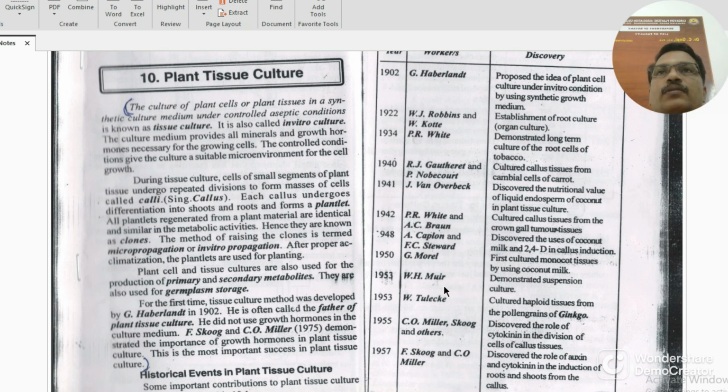Okay, so plant tissue culture is an important technology where we can develop plantlets or secondary metabolites or primary metabolites or germplasm storage. So it has various applications. We'll discuss in detail in future classes. Thank you. If you have any doubt, just ask now.